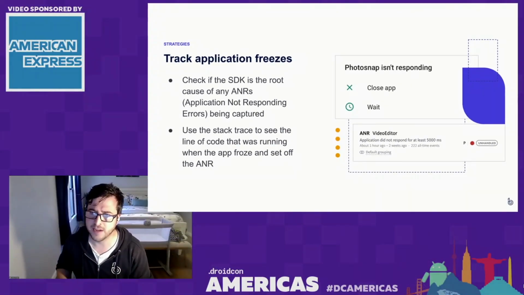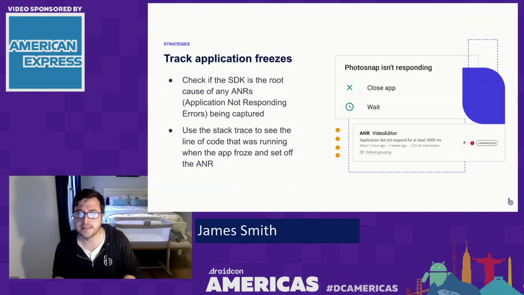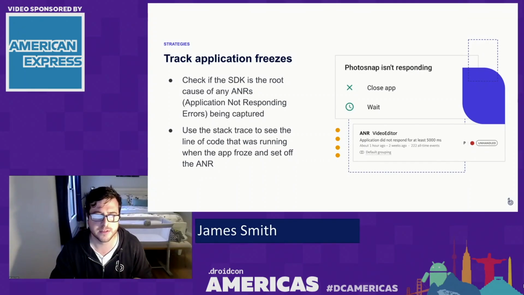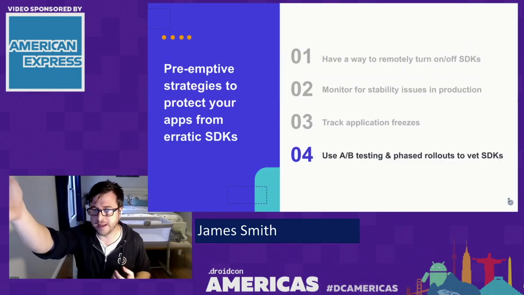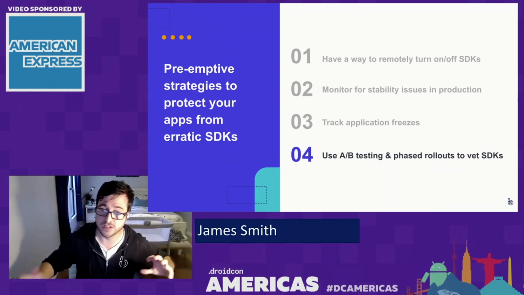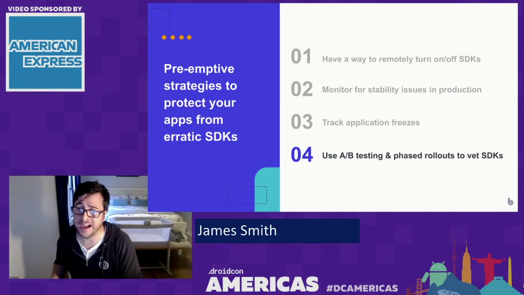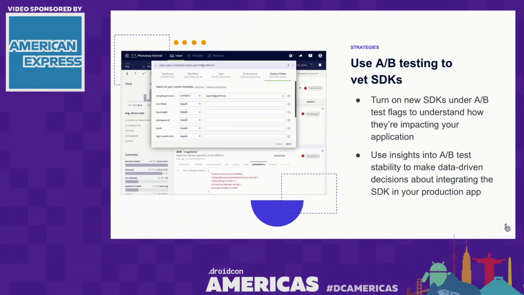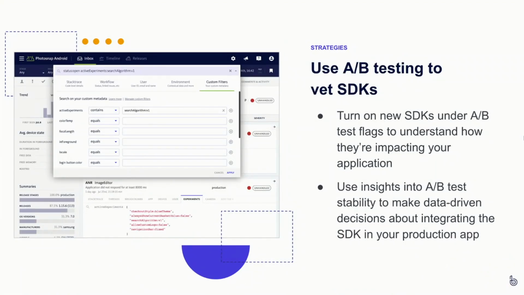And you've got that data available to you. So basically, this advice is don't just look for crashes, look for anything that's going to cause a failed customer experience. The last thing is, I've said at the beginning, have A/B testing and phased rollouts and feature flagging tools to turn on and off SDKs. Actually, during the rollout of a new SDK, a new provider, you can probably use A/B testing as a way to vet them as well.